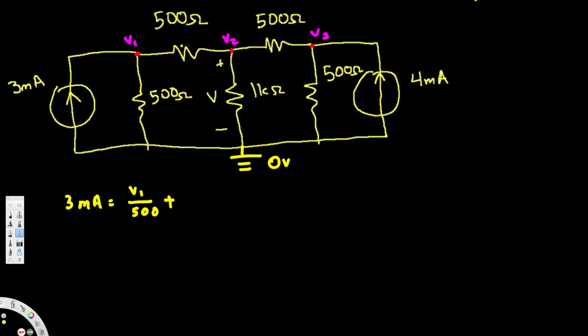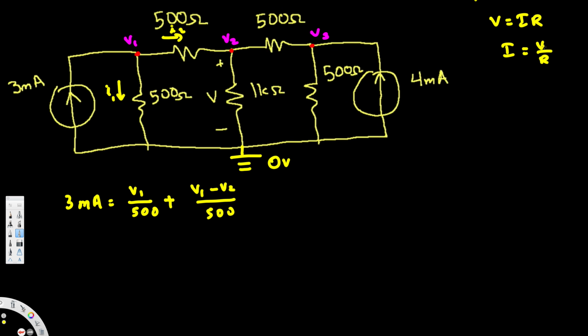we have current also going through. Let's call them I1 and I2 to make this clear. I1 we put as V1 over 500, and I2, starting from V1 going to V2, is going to be V1 minus V2 over the resistance in between, which is 500. We are representing this current like this because if you remember, V is equal to IR and I is equal to V over R.